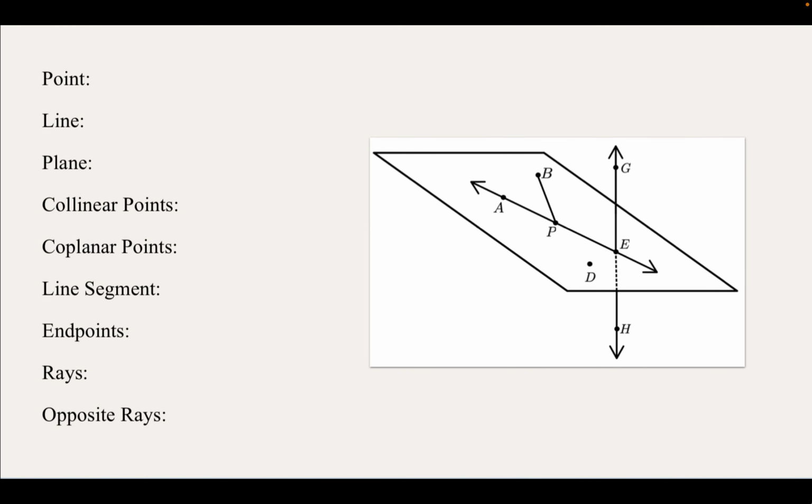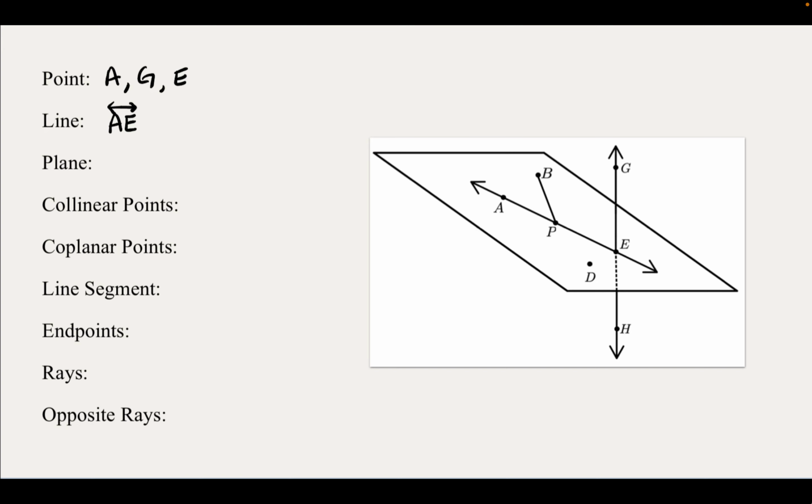Let's go through it and identify these terms that we just discussed. So first of all is a point. Now we got lots of points here, so I'm just going to write some of them. We could say A, we could say G, we could say E, right? There's lots of other points. We'll just stick with those 3. A line. So I see 2 lines here. I see this line and I see this line. I'm just going to pick one of them. I'm going to go ahead and pick AE. And my notation is that line with arrows above it.